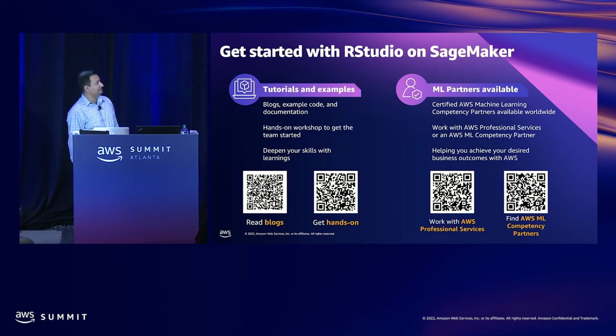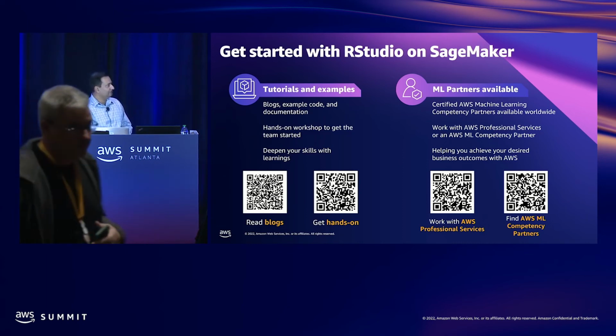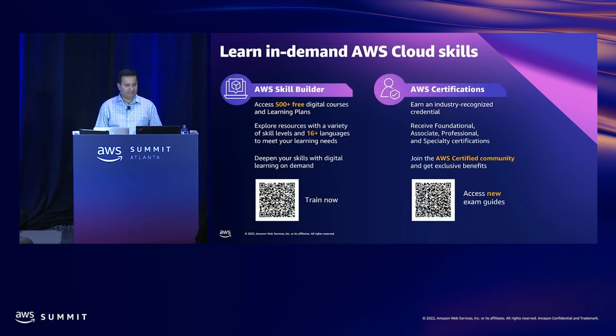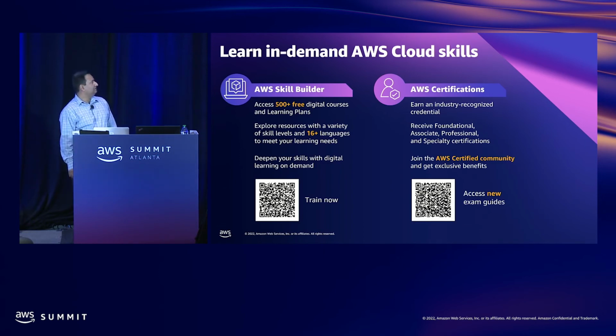We also have competency partners available that can help you get started on SageMaker and also on RStudio on SageMaker. For building POCs, you can work with us. You can work with our professional services organization as well to get help with building POCs as well as production workloads. So there are several ways in which we can help you solve your machine learning problems using the tools provided by AWS, for example SageMaker and RStudio on SageMaker.